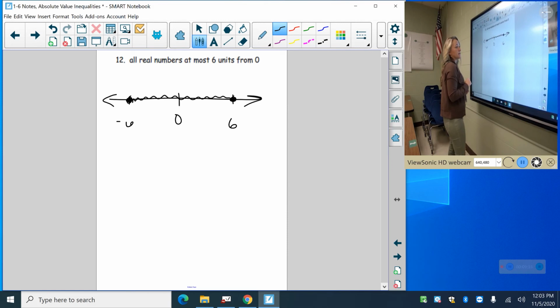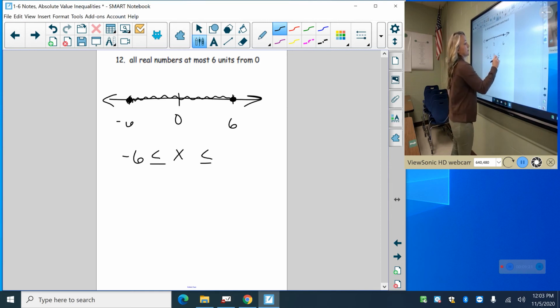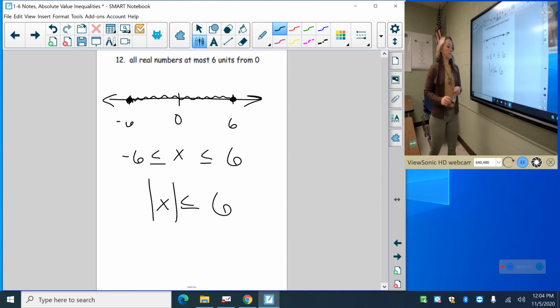So it looks like this, which is also an and inequality. So we would say, okay, negative 6 is less than or equal to x, which is less than or equal to 6. And in that case, we're just going to have x right there.